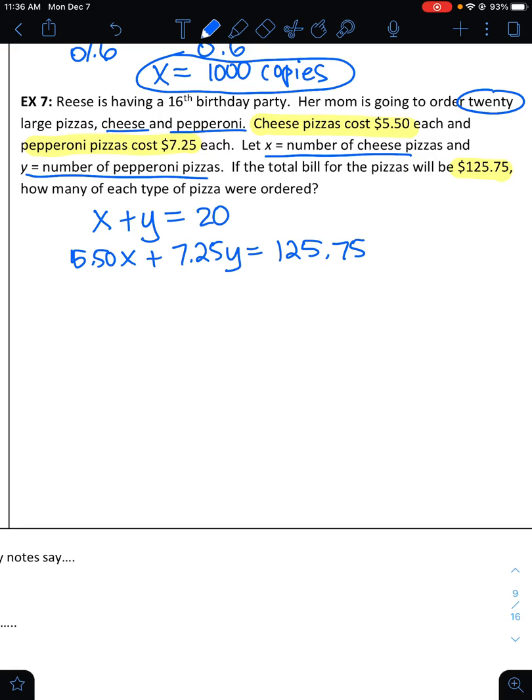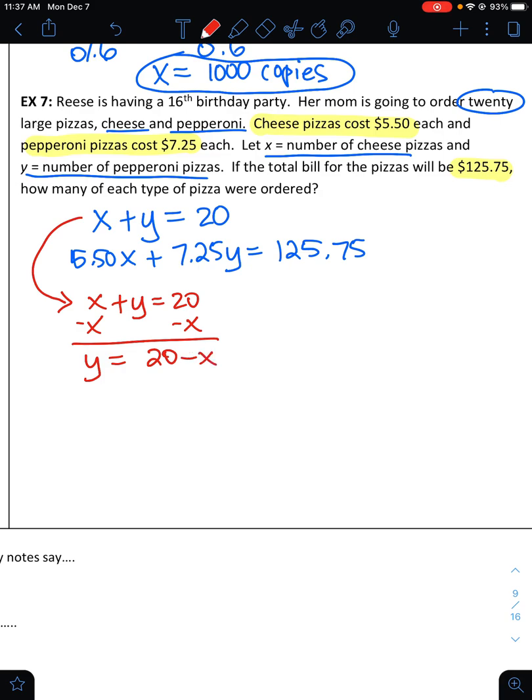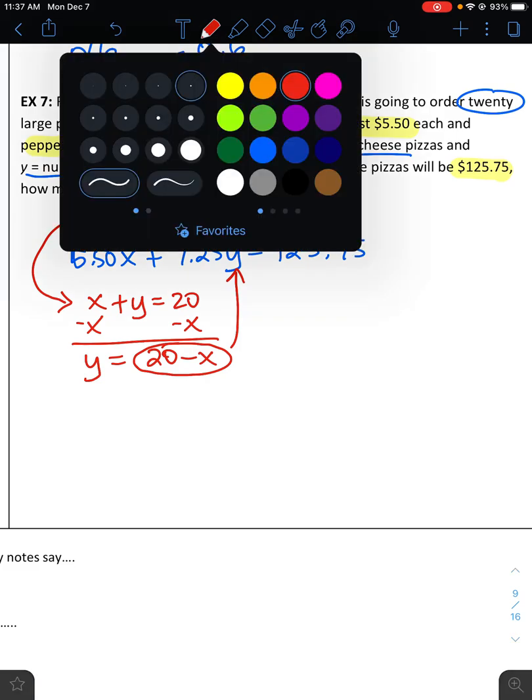I don't have X or Y isolated, but I can easily do that if I take this first equation and I'm going to solve for, let's just solve for Y. So let's move X to the other side. So take away X from both sides. Then I have Y equals 20 minus X. So what I can do then is take the value of Y, find Y in the second equation and plug it in. So I can plug in 20 minus X right there.